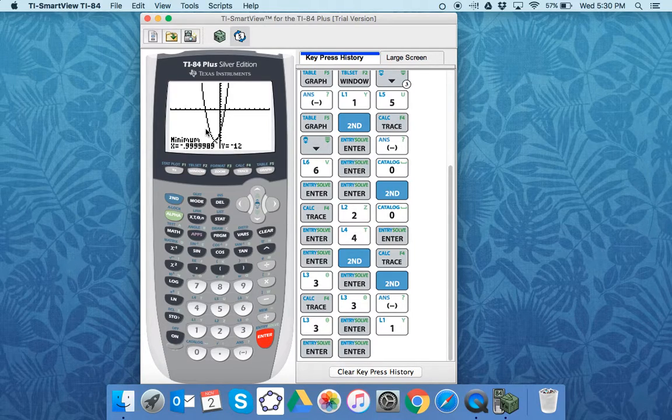So practice that on your functions. And it doesn't matter what way you type them in. You can type them in standard form, vertex form, or intercept form. It'll graph them for you, and you can use your calculator to find those key points.